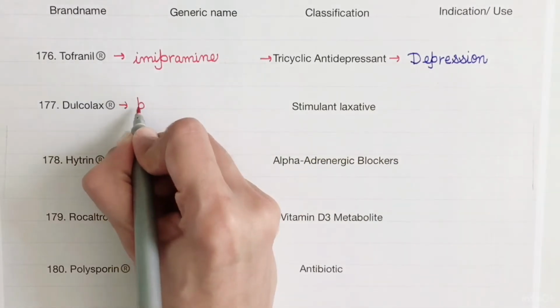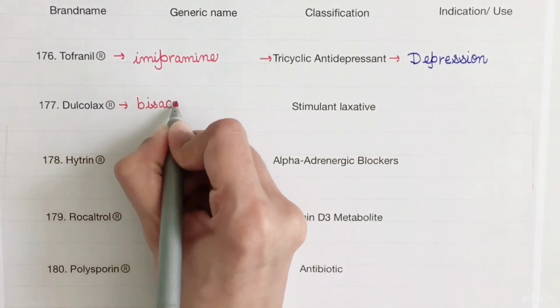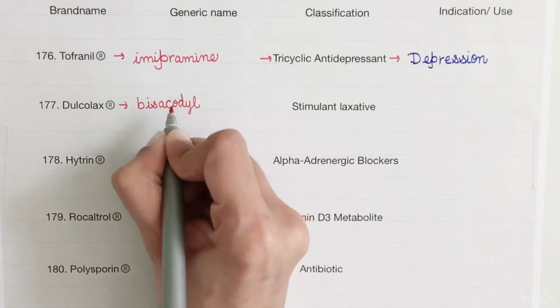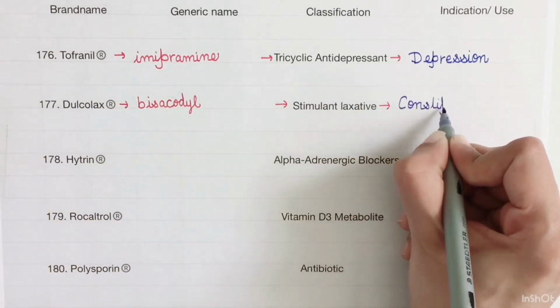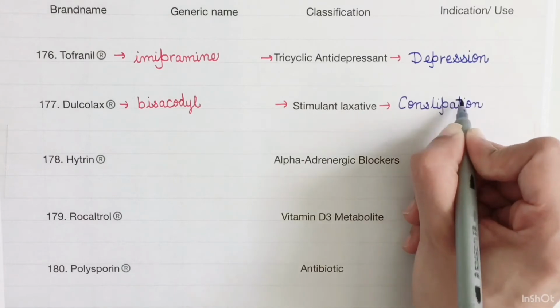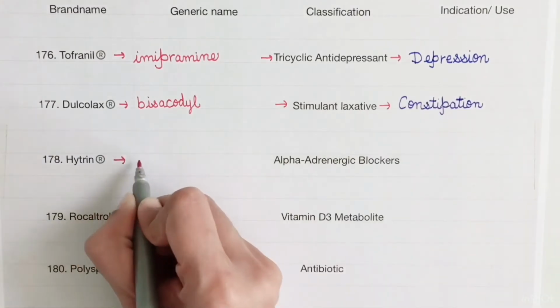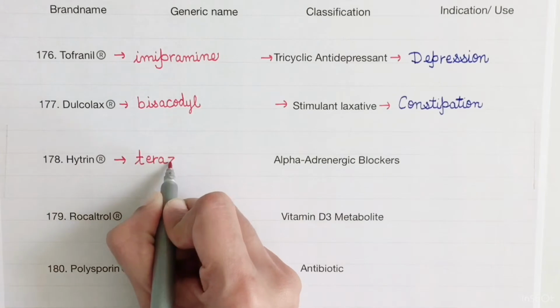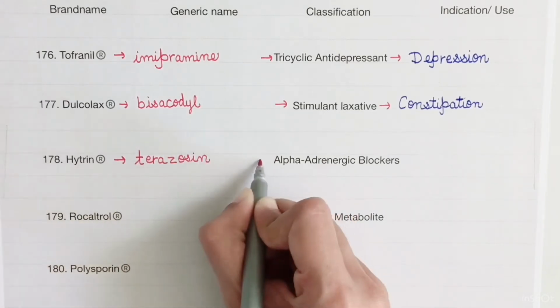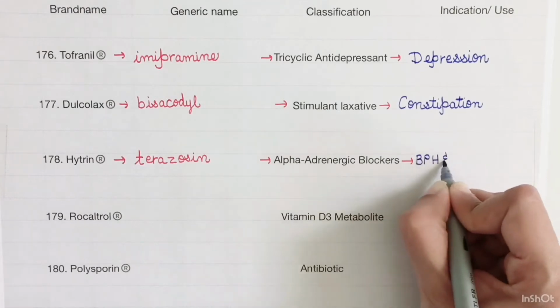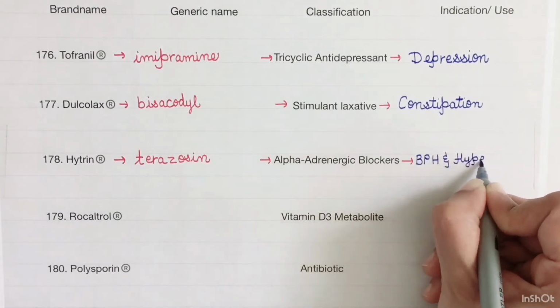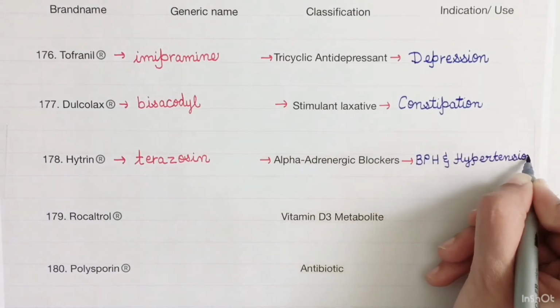177 is Dulcolax. Its generic is bisacodyl. Its class is stimulant laxative and it's used for constipation. 178 is Hytrin. Its generic is terazosin. Its class is alpha-adrenergic blockers and it's used for benign prostatic hyperplasia and hypertension.